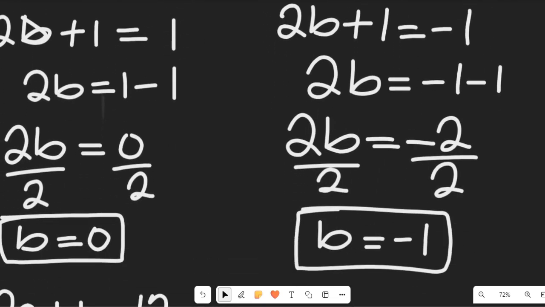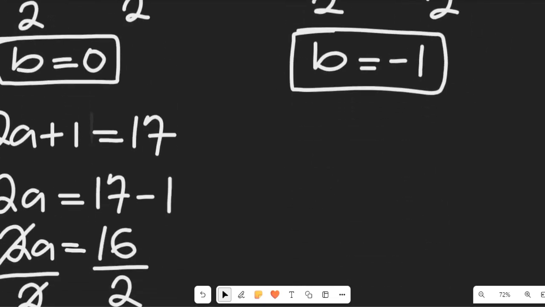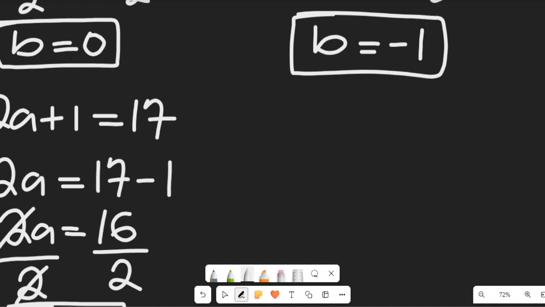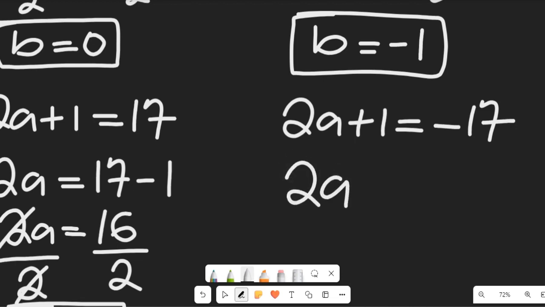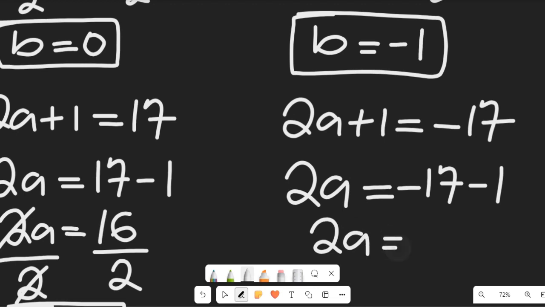Considering the second expression, 2a plus 1 equal to negative 17, we have that to become negative 17. So we're going to subtract 1 from both sides. Here will become negative 17 minus 1. So our 2a will be equal to negative 18.